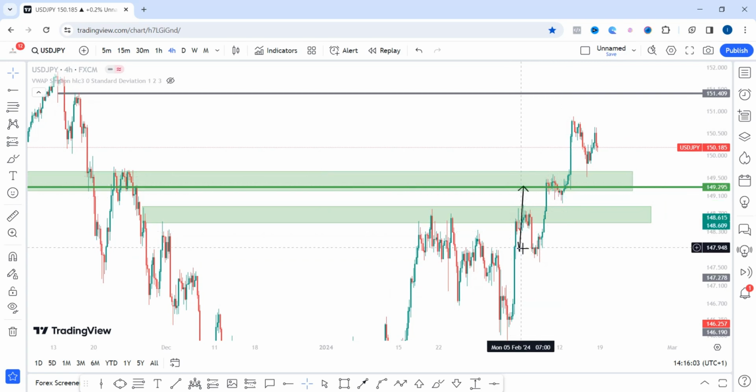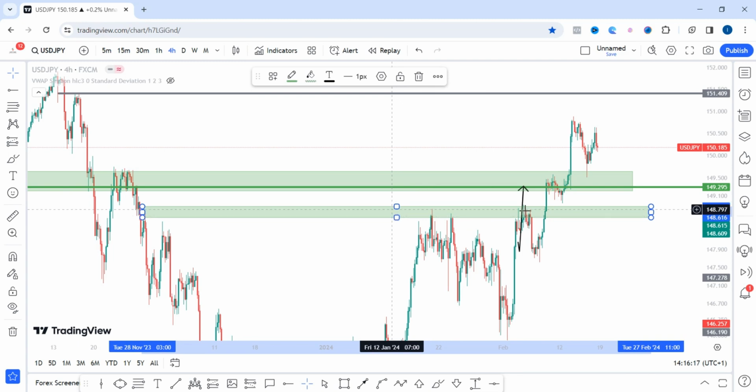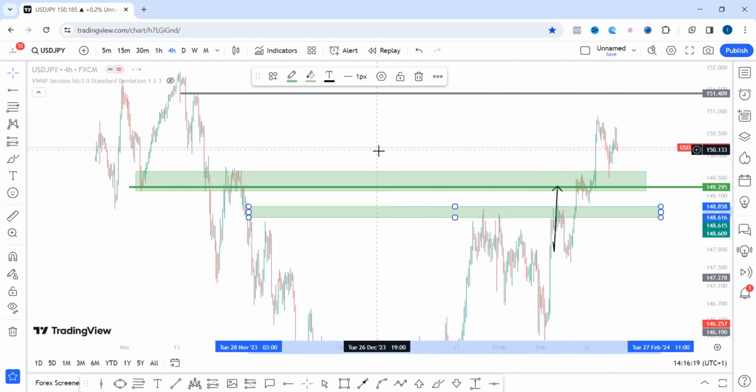So I called your attention to the fact that I would like to see price pull back into this green area here before we rally all the way to the upside. Price came close. It didn't actually come into the area as I pinpointed. It came close and then rallied all the way to the upside.